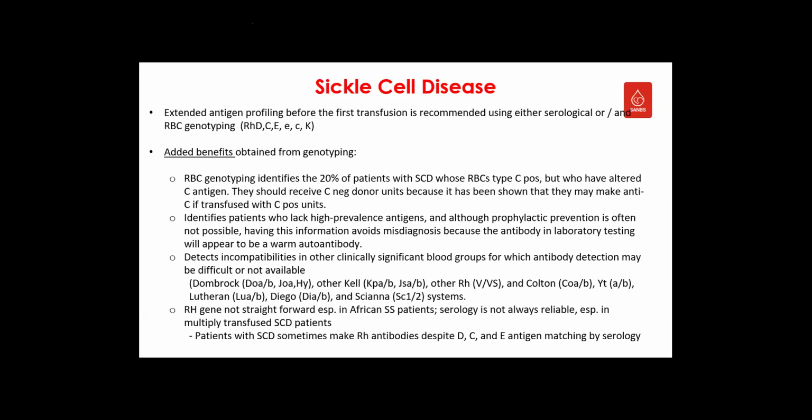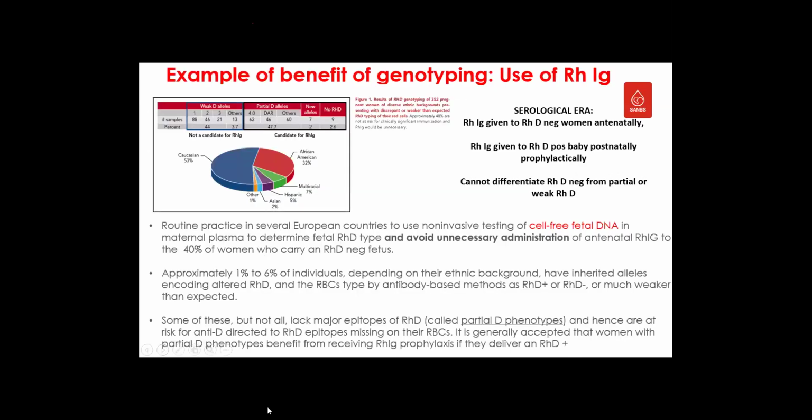So in South Africa, where we are still in the serological era, what do we do? We give Rh immunoglobulin to RhD negative women antenatally, and we give Rh immunoglobulin to the RhD positive baby after birth, because generally we don't have that information available prior to birth. And we are not able through serology to differentiate RhD negative from partial or weak RhD.